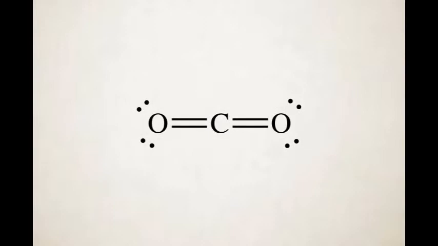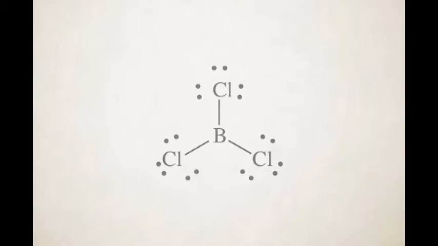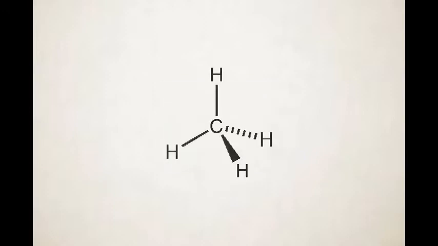Well, depending on how many unpaired valence electrons there are, as well as how many atoms there are, the shape will change. For a molecule with 2 bonds, it will either be linear with no unbonded pairs, or bent with 2 unbonded pairs. For a molecule with 3 bonds, it will either be trigonal with no unbonded pairs, or pyramidal with 1 unbonded pair. And lastly, if it has 4 bonds, it will be tetrahedral.